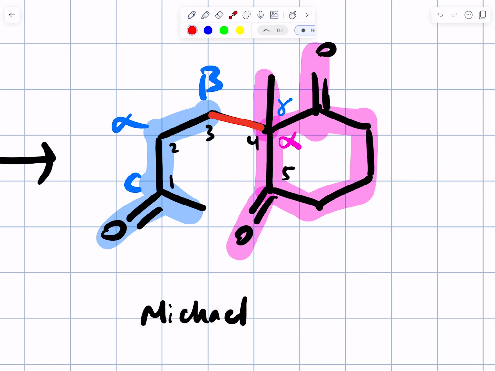And that's going to involve the pink carbonyl carbon and then the other alpha carbon, we'll call it alpha prime, of the blue portion of the molecule. You can see that they're close to each other. In fact, 1, 2, 3, 4, 5, 6 atoms away from each other. If we make the enolate here, it could attack this carbonyl in an aldol reaction.